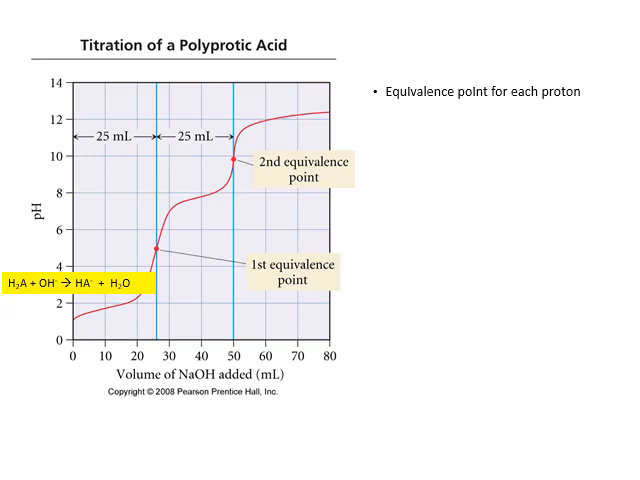If you continue to add base, you will start converting the HA- to the A2-. This type of titration curve will give two equivalence points, equally spaced in volume, representing the amount of moles of base needed to be added to neutralize the first proton and then the second proton of the polyprotic acid.